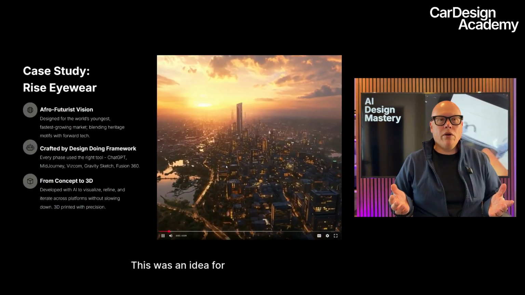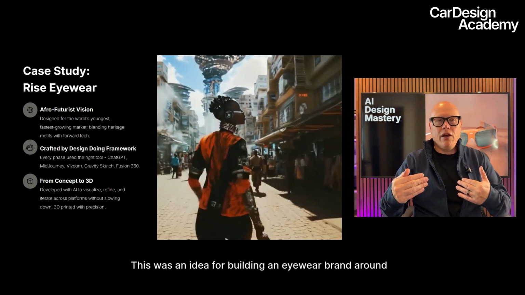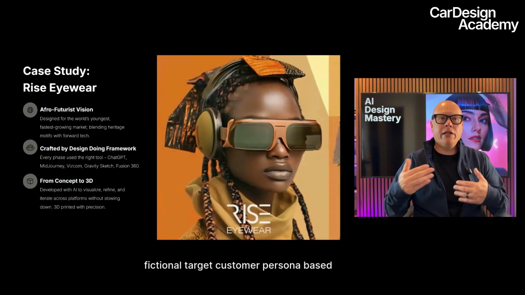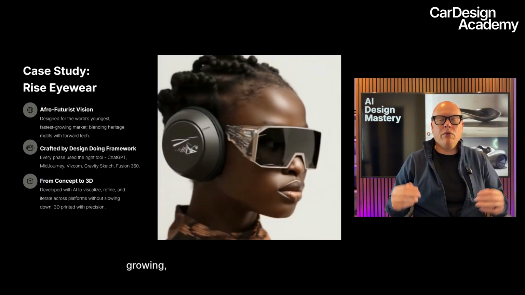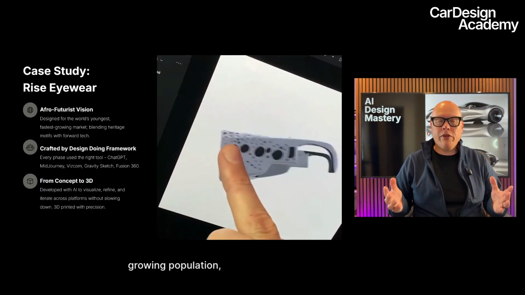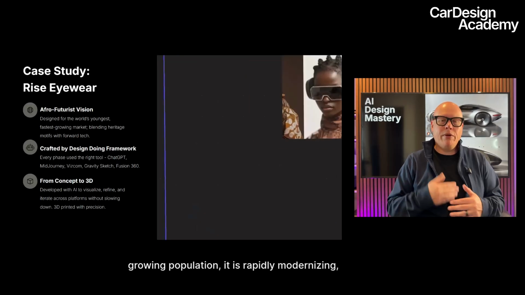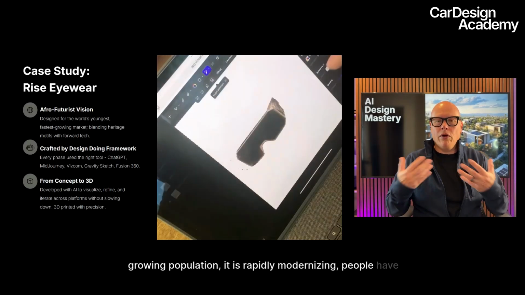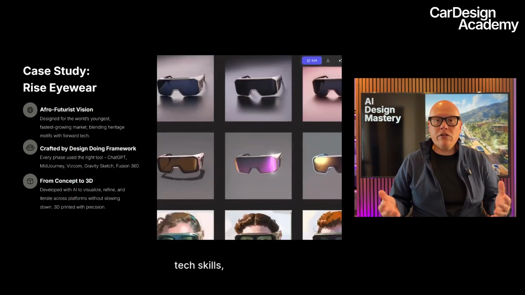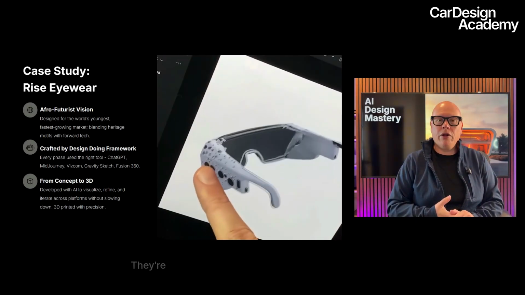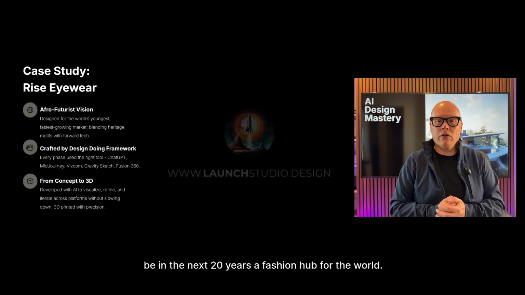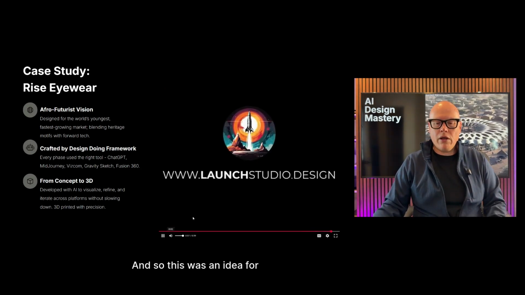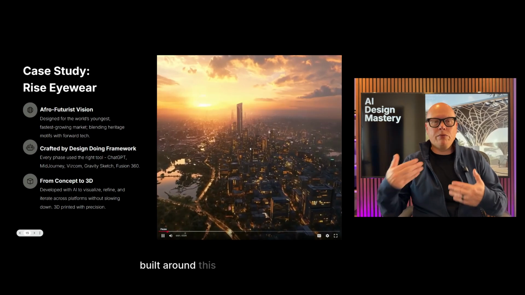This was an idea for building an eyewear brand around a fictional target customer persona based in Nairobi. And the reason I chose Nairobi is because sub-Saharan Africa in general is a very fast growing population. It is rapidly modernizing, people have tech skills, they're educated, they're young, they're ambitious, and I think it's going to be in the next 20 years a fashion hub for the world. And so this was an idea for a concept of eyewear that is built around this series of personas based in Nairobi.